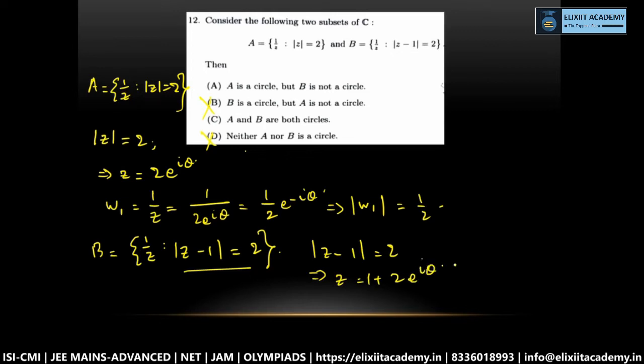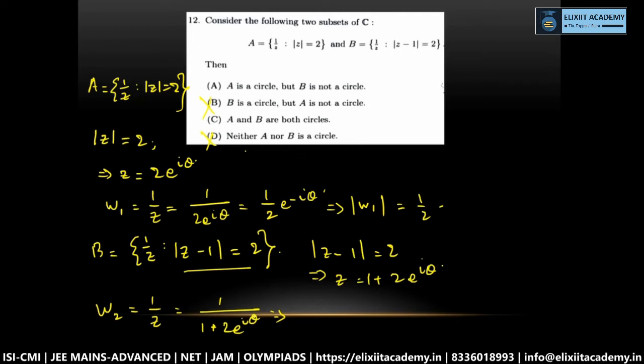From this part, we'll get z is equal to 1 plus 2 into e to the power i theta. Now suppose I take this 1 by z, which is, let's say, w2. So 1 by z is w2, which is 1 upon 1 plus 2 into e to the power i theta. So we can simplify this and find out the value of e to the power i theta from here.